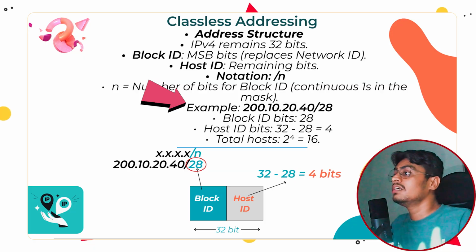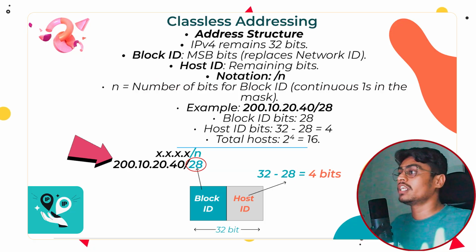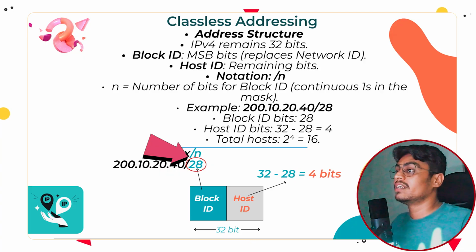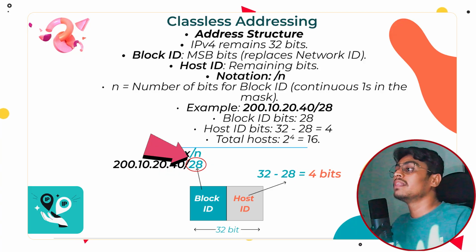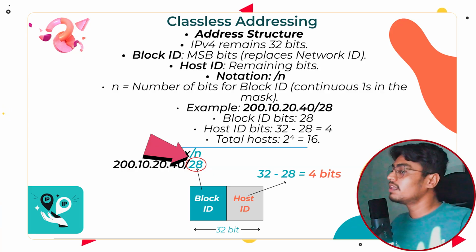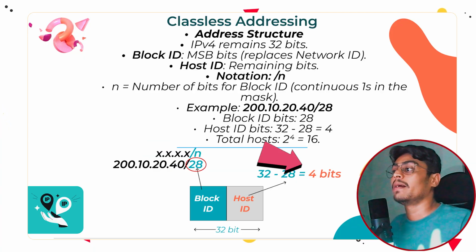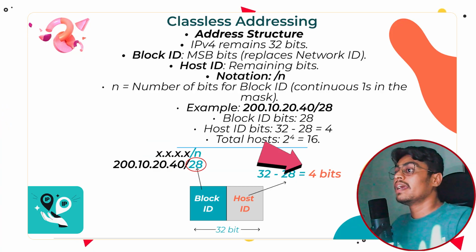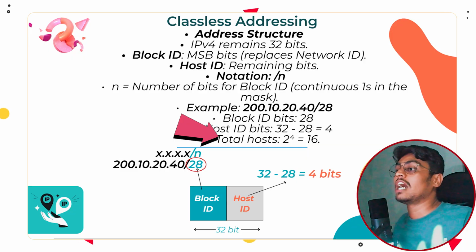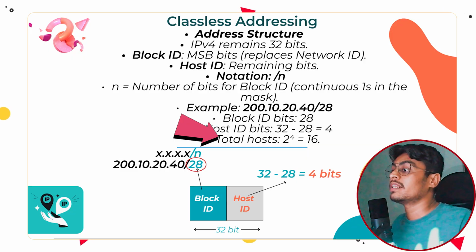The example we are taking is 200.10.20.40/28. This is a normal IP address, but what's new here is /28. The concept of 28 means there are 28 continuous ones, meaning the network ID part is represented by 28 bits. The whole IP address is of 32 bits. So how much is the host ID part? If 28 bits are for network, then the remaining 32 minus 28, 4 bits, are for host. The first question you might be asked: which network does this IP address belong to and how many hosts are in that network?